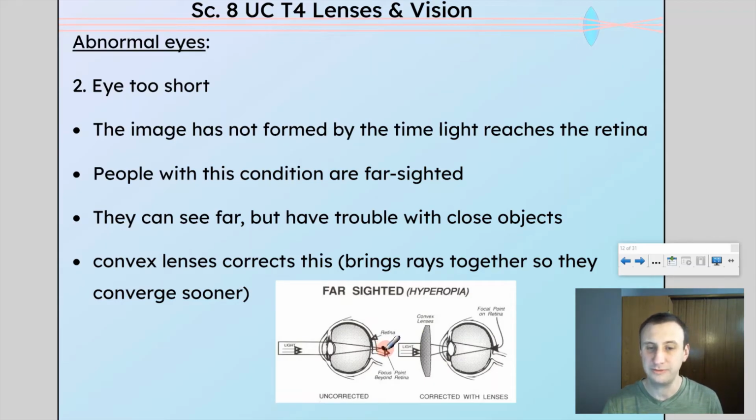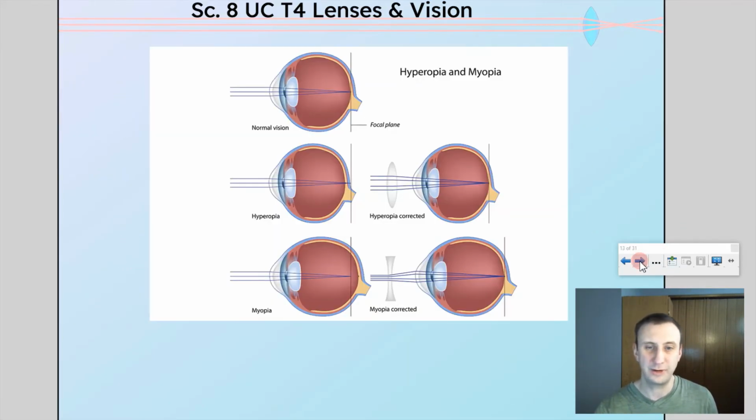So this diagram shows it great. The image right now, if the retina was right here, it would be perfect, but by using this convex lens, the rays converge just a bit before coming to the eye, and as a result, they're going to come together at the perfect point right at the back of the eye on the retina so that you can see the objects properly. So that's for eyes too short.